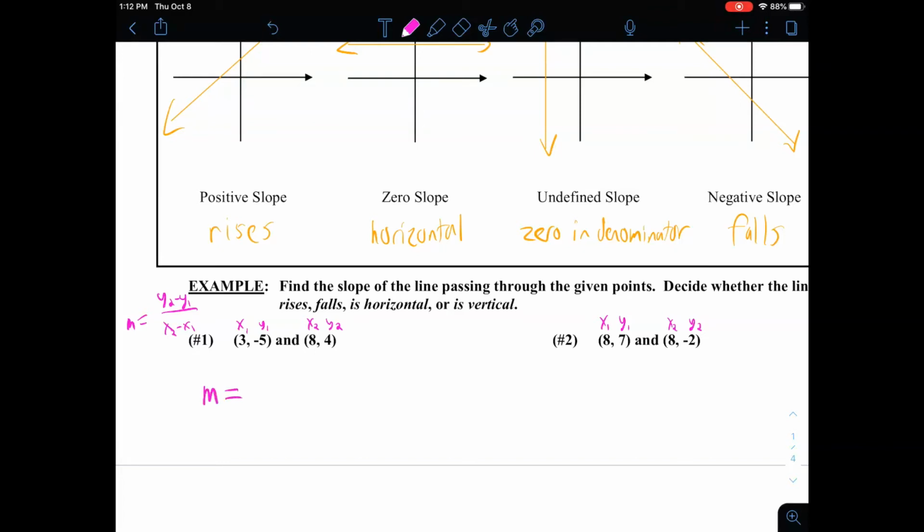So m equals y2 minus y1, so we have 4 minus negative 5 over, we have 8 minus 3. We do chop chop, minus a negative is plus a positive, and we get our answer of 4 plus 5 is going to be 9 for 8 minus 3, which is 5. Can we reduce that at all? Does 5 go into 9 nicely? Or numbers that go into 5 and 9? Nope. So our answer is going to be 9 over 5.